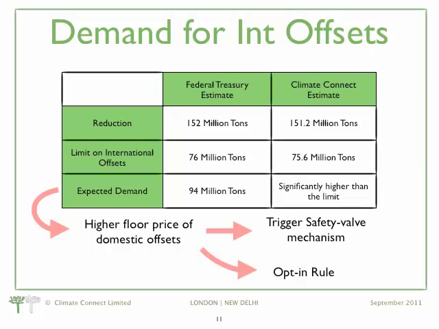Climate Connect research concluded that Australia can reduce 151.2 million tons of carbon emissions by 2020 through the carbon scheme. This translates into maximum demand of international offsets at 75.6 million tons. However, the actual demand is likely to be significantly higher than this limit. This is due to the high prices of domestic offsets, which is likely to trigger the safety valve mechanism, and the recently introduced opt-in rule.